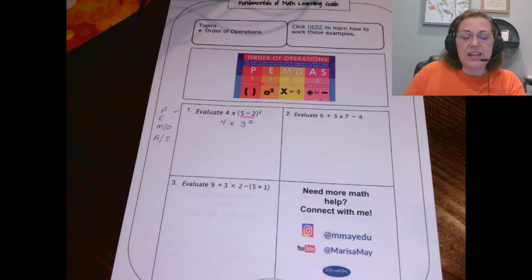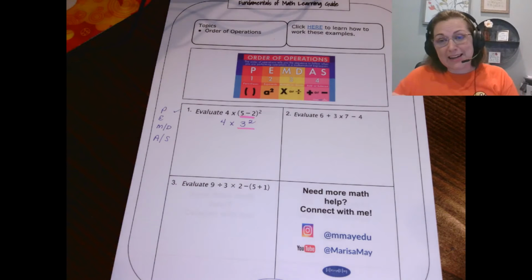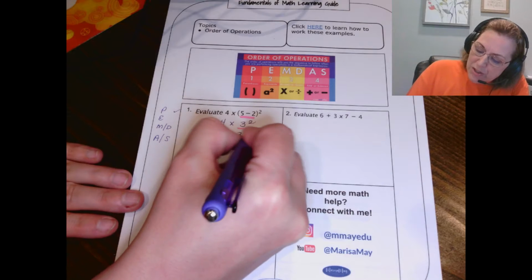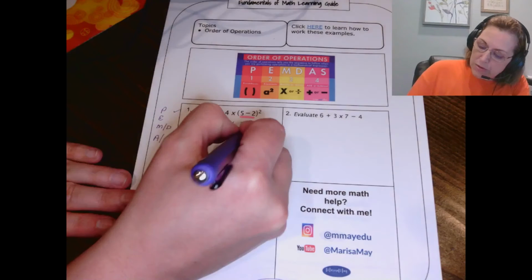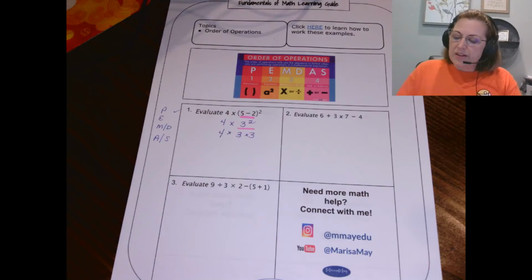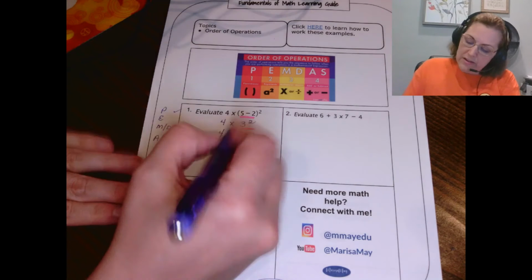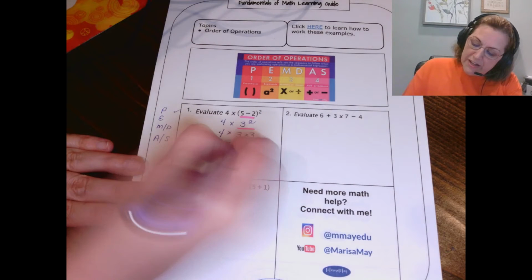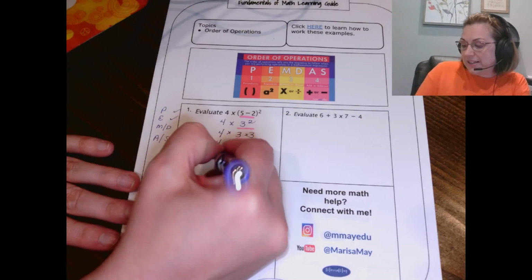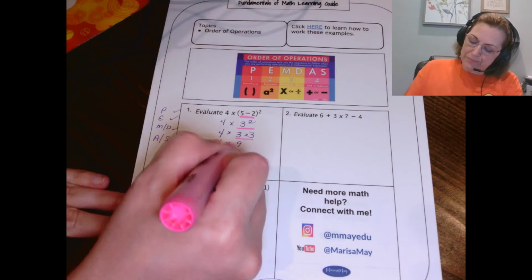Then we're going to do the exponents. Now remember, 3 to the second doesn't mean 3 times 2. It means for us to write the 3 2 times and multiply. So 3 times 3 would be 9. And so now I have finished the exponent step. And now I'm multiplying 4 times 9 to give me 36 for my answer.